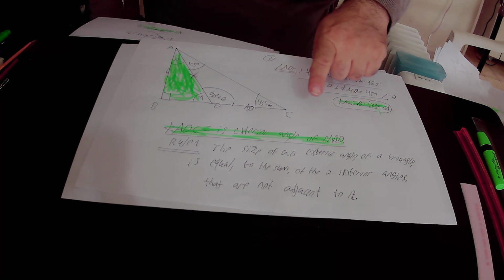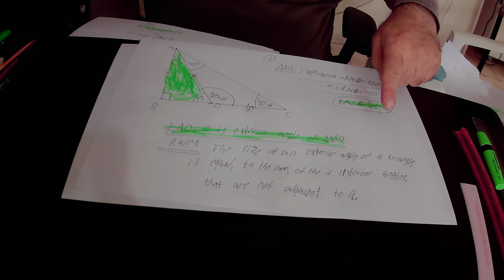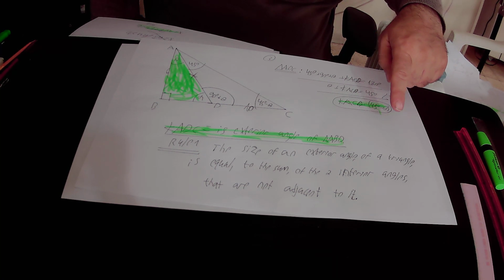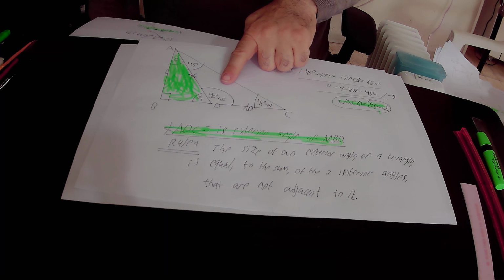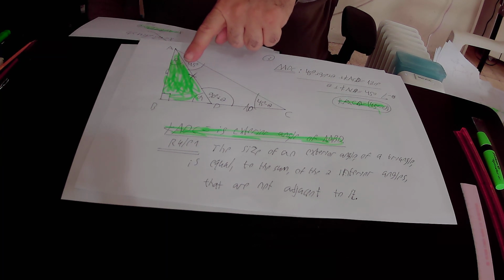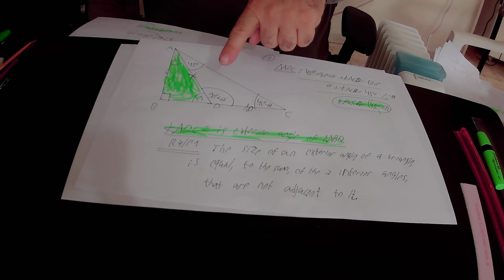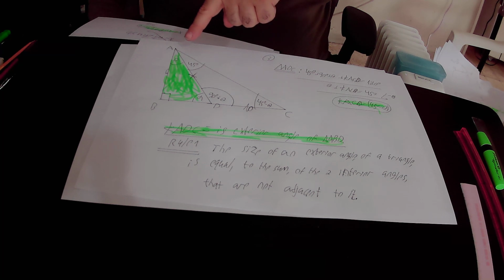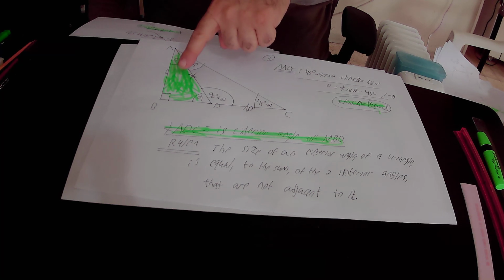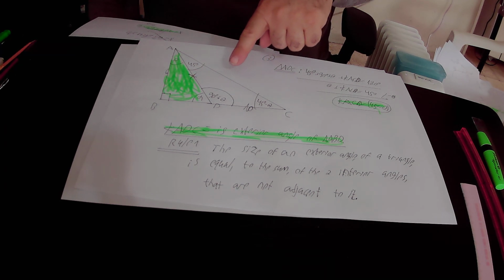According to rule number one, the size of an external angle in a triangle is equal to the sum of the two internal angles that are not adjacent to it. So the size of this external angle, angle ADC, will be equal to the sum of the two internal angles of triangle ABD that are not adjacent to it. Angle alpha is adjacent to this angle, and the two other angles that are not adjacent to it are theta plus 90 degrees. So the size of angle ADC will be equal to 90 degrees plus theta.